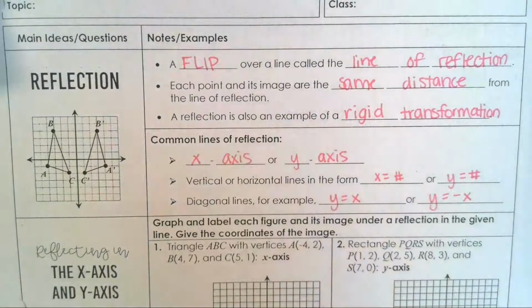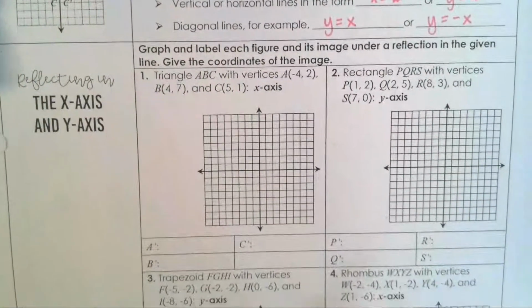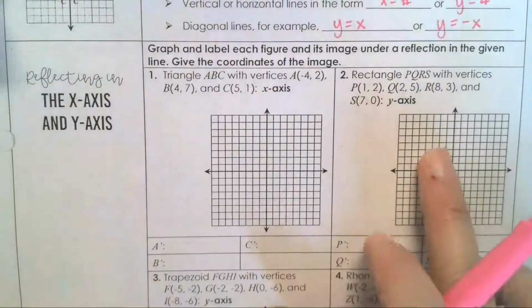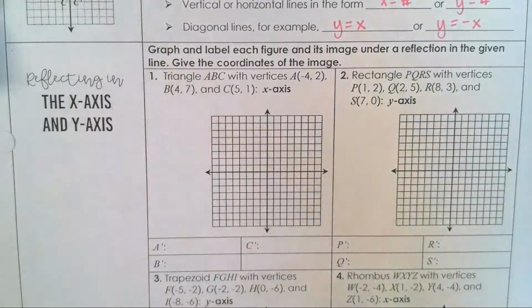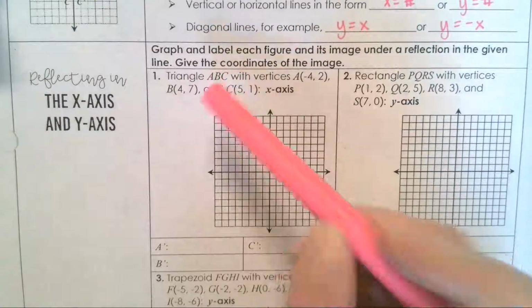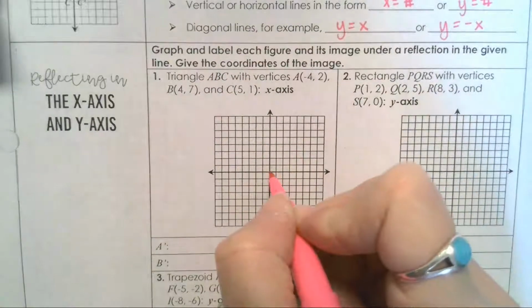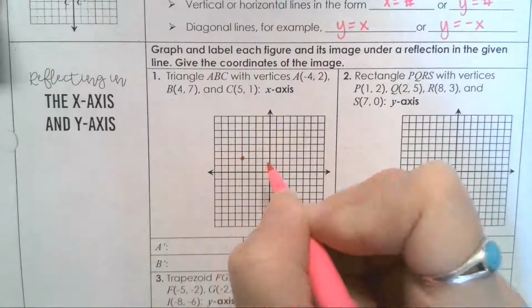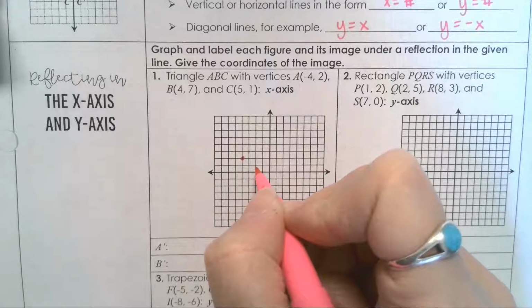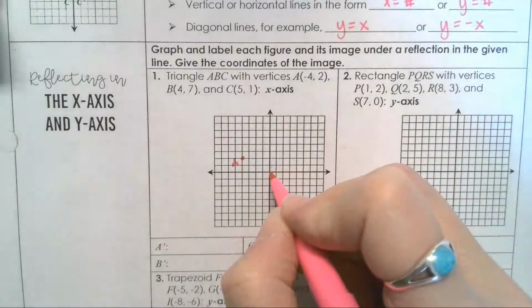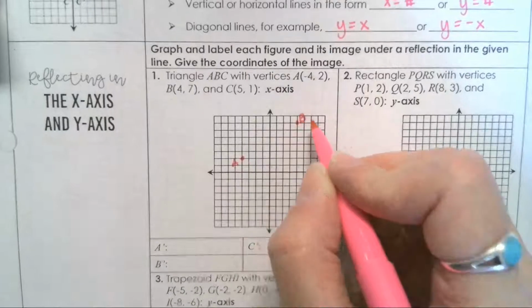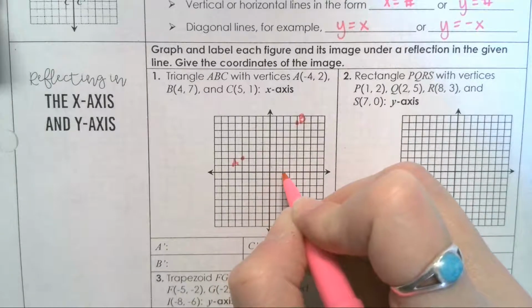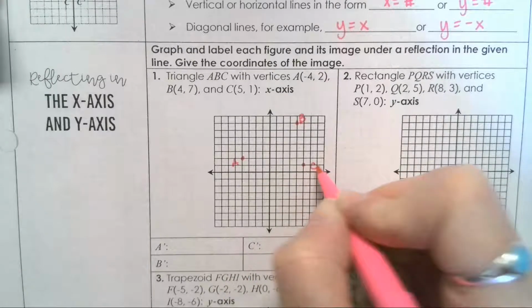All right, let's go ahead and do an example. I'm going to do one each of a reflection over the x-axis and then a reflection over the y-axis. So first up, we have triangle ABC. We're going to go ahead and graph that. So -4, 2 is going to be A. 4, 7 is B. And 5, 1 is C.